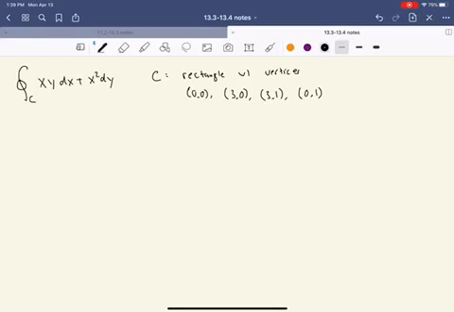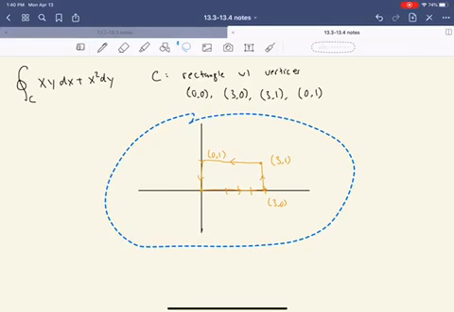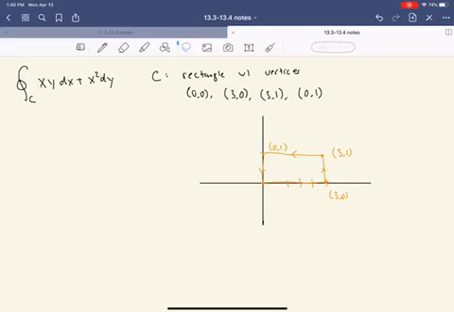Okay, so let's draw that real quick. (0, 0) is here. (3, 0) is here. (3, 1) is here. (0, 1) is there. And then it's just going to be this rectangle. When we're using Green's theorem, we're just going to assume things are going counterclockwise around it. If it was clockwise, it would just go the opposite direction.